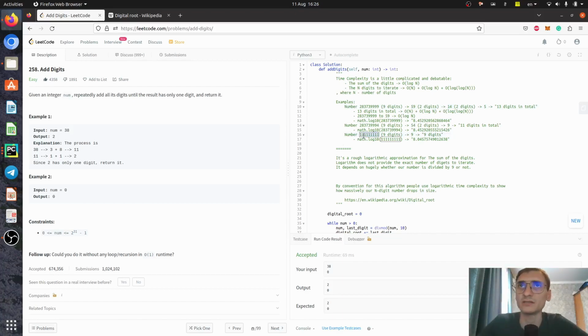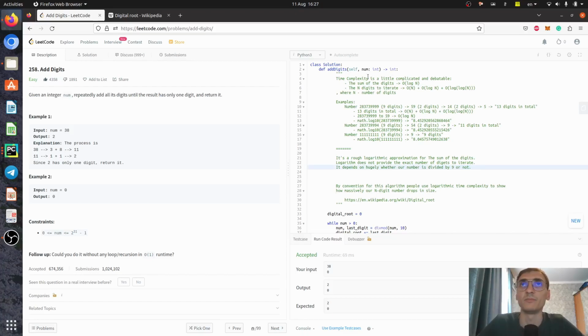In the third case, all of the digits are 9s. If we summarize them, we simply get 9, so we only have to iterate over all our 9 digits. So you can see that in the first case it's 13, in the second it's 11 digits in total to iterate, and in the third it's 9 digits in total to iterate. And it's much closer to our logarithm. So this rule works like this.